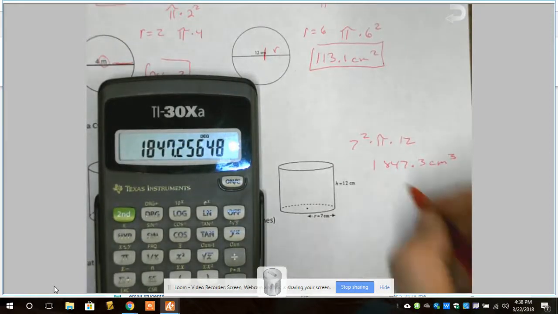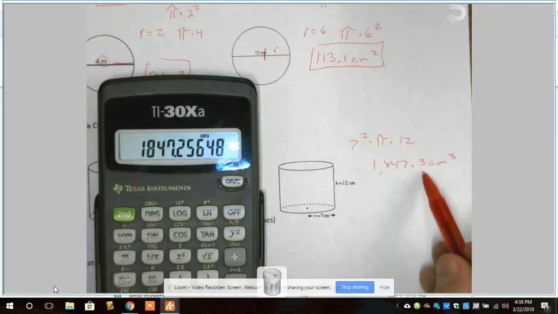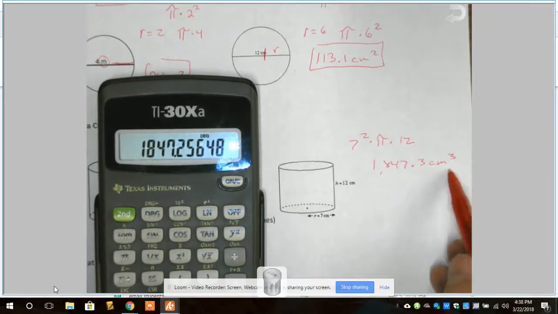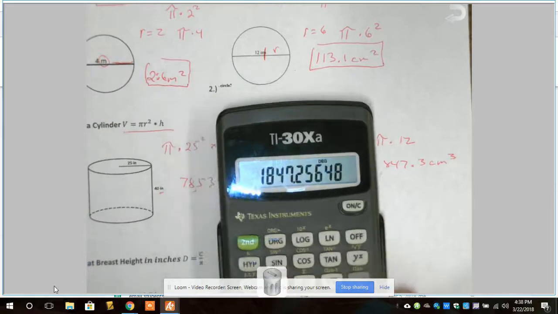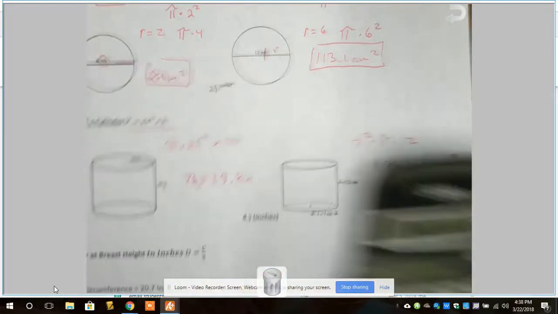Okay, so I end up with, sorry about that, 1,847.3 centimeters cubed. On the calculator, that's what it looks like. It's 0.25, but the next one over is 6, so that makes it 0.3. Now we're going to do the ones down here at the bottom.